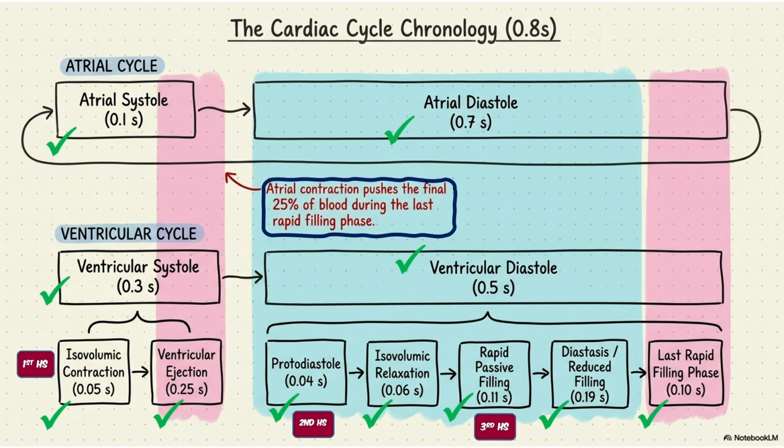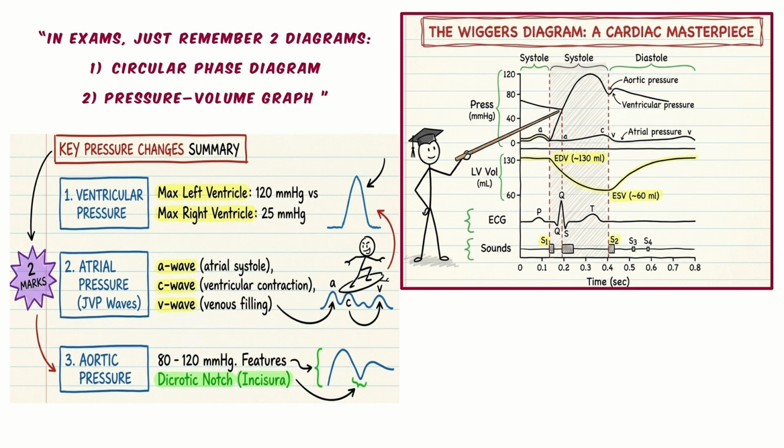And lastly, we have the last rapid filling phase of 0.1 second. Here the remaining 25% of the blood comes down from the atria to the ventricles. And this phase is responsible for the fourth heart sound. In exams, just remember 2 diagrams are important: the circular phase diagram and the pressure volume graph you can see on the right side. You have to draw this diagram, it's very important.